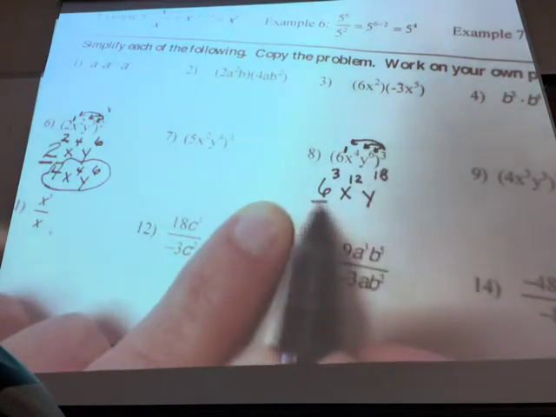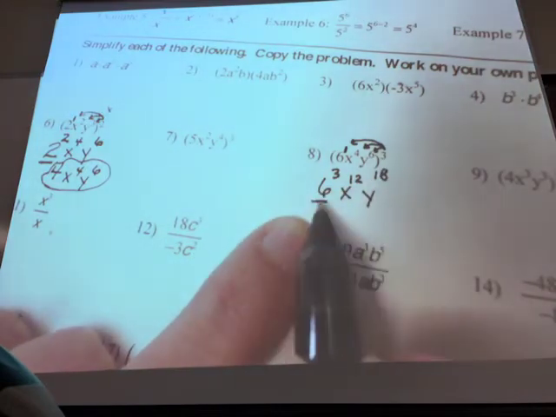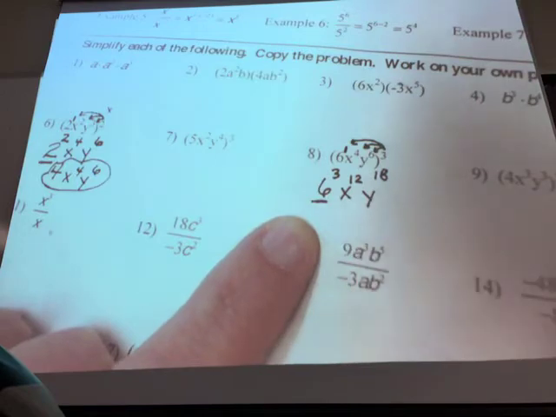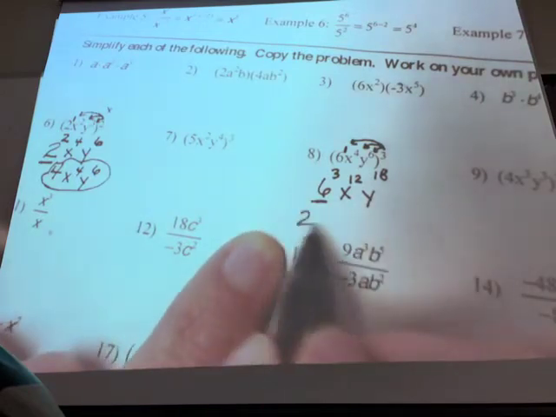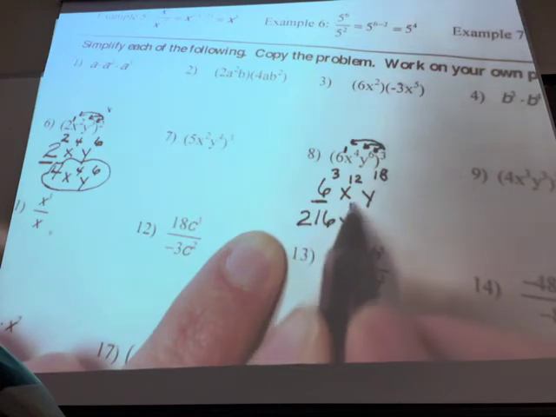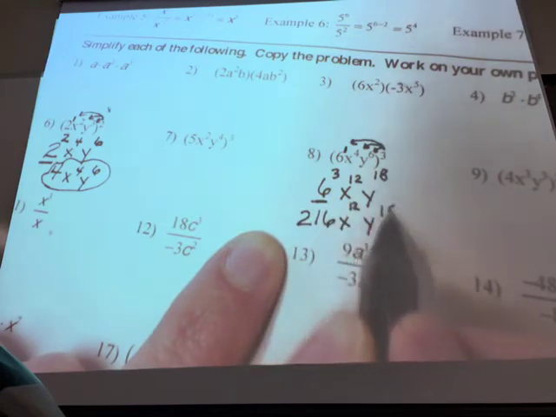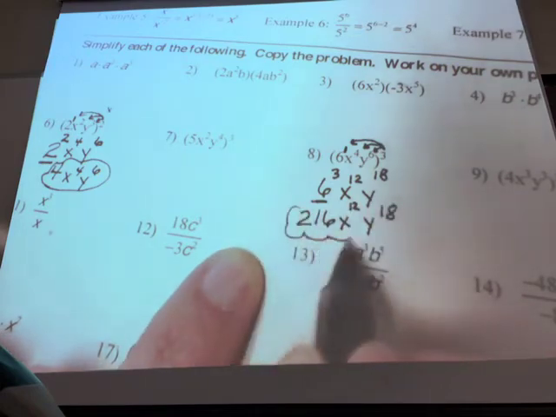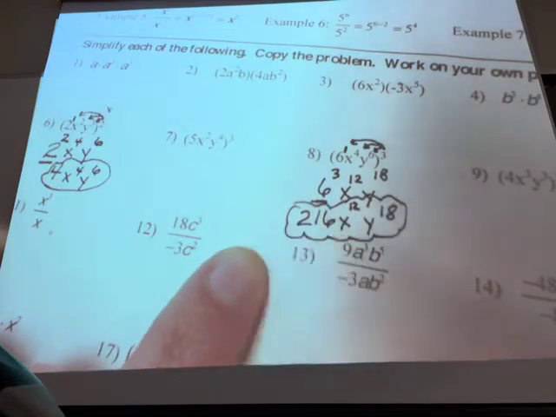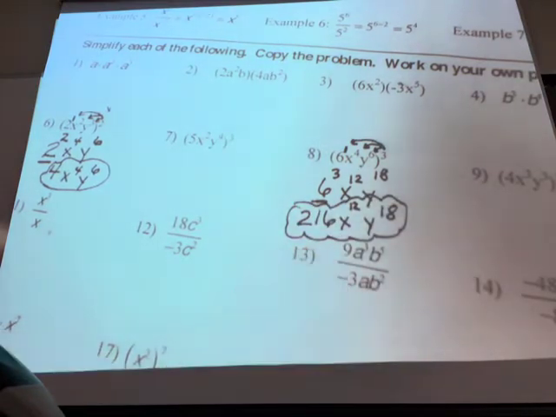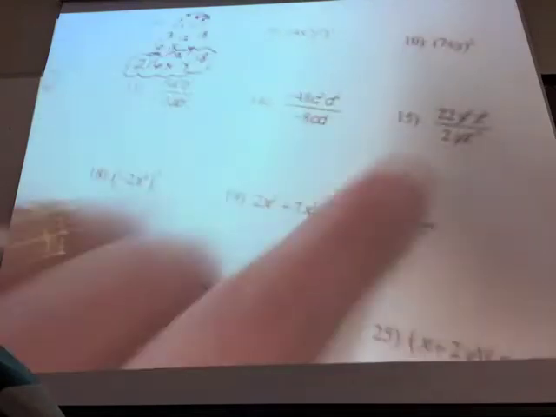And then go ahead and simplify 6 cubed, which means 6 times 6 times 6, and that would be 216. So the answer is going to be 216, x to the 12th, y to the 18th. And that's all you can do to that problem. So there's your final answer on problems like that. Now let's get down and look at problems like number 15.